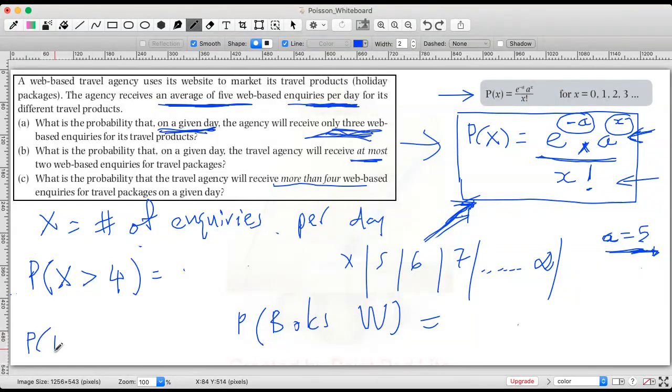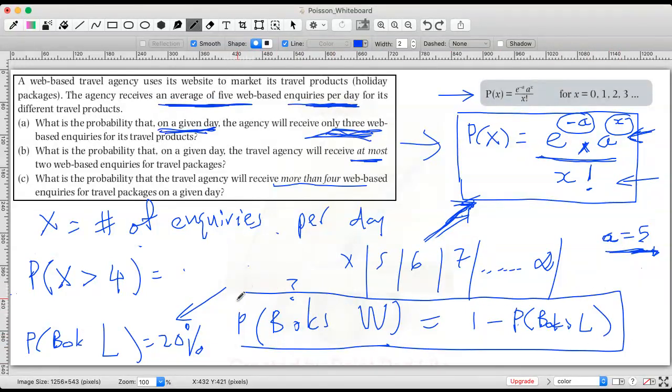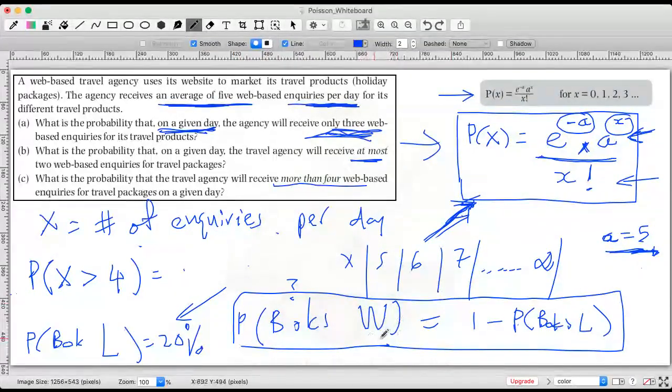So if I knew that the probability of the box losing, I'm going to put L there, was 20%, and I didn't know the winning probability, I could easily work this out. It's basically doing 1 minus the probability of them losing. Everyone agree on this? Does this make sense? Good. Now keep this example in mind for what I'm going to do now.